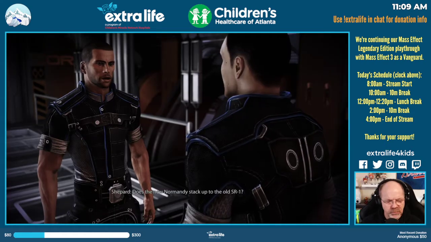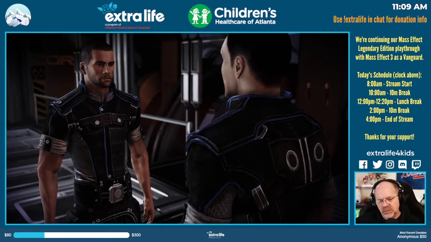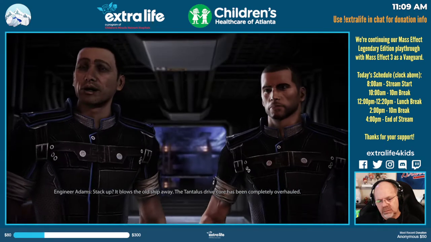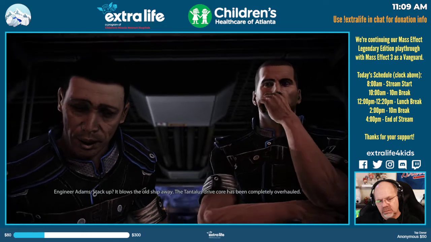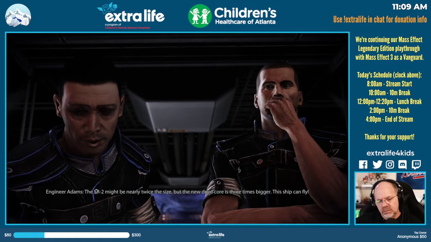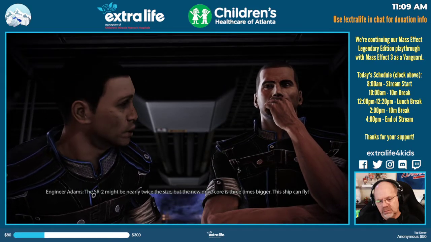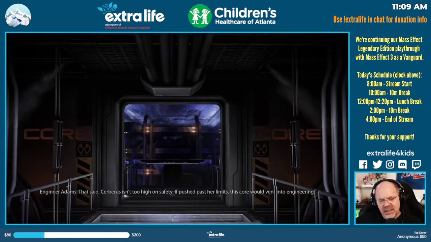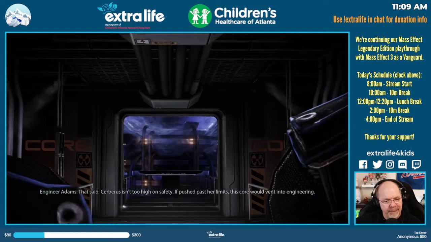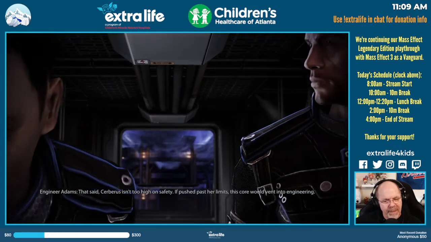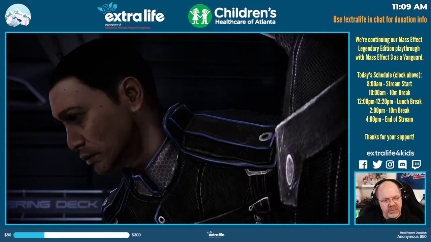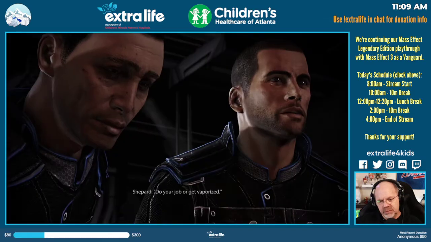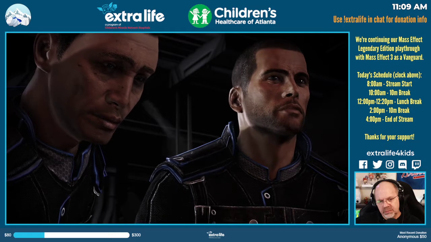Agreed. Does the new Normandy stack up to the old SR-1? Stack up. It blows the old ship away. The Tantalus drive core has been completely overhauled. The SR-2 might be nearly twice the size, but the new drive core is three times as powerful. Think about that. This ship can fly. That's the first Cerberus one isn't too high on safety. If pushed past her limits, this core would vent into engineering. Guess it gives my team incentive to keep her well balanced during a firefight. Do your job or get vaporized.